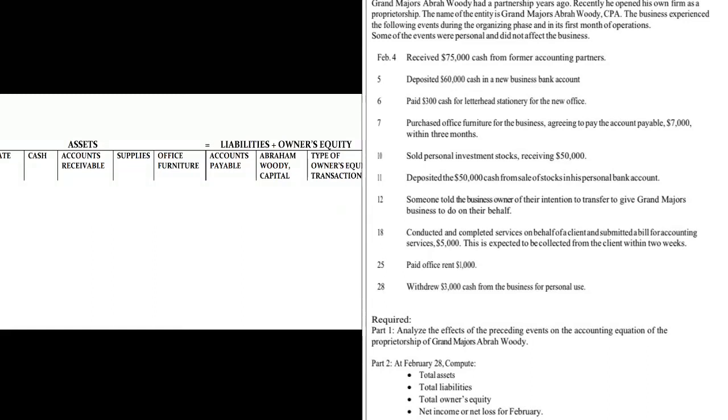So some of the assets that we might come across here are cash, accounts receivable, supplies, office furniture. As we go along, we may or may not include some more depending on the nature of the transactions that we have here. Liabilities, or liability here, is accounts payable, which is the most obvious liability, and we can characterize it depending on the type of business that you have, right? Then we go over, we have the capital column, and to the right of that, we're describing the type of owner's equity transaction that it is.